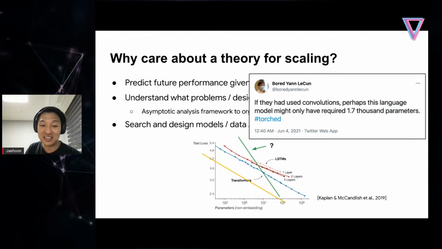Today, I found this joke tweet from Yann LeCun, and it says, if they had used convolutions, perhaps this language model might only have required 1.7 thousand parameters. Joke aside, one could frame that a convolutional architecture actually would lead to more preferable scaling compared to the transformer if you made something similar to this.